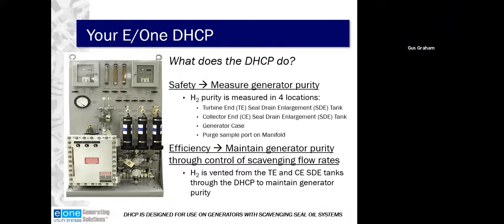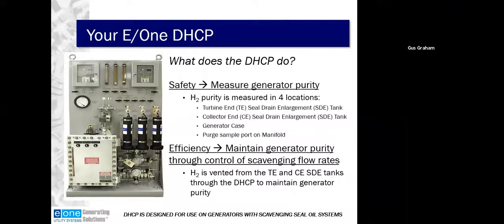The DHCP monitors hydrogen in 4 locations, 3 of them during normal operation. Those would be from the turbine end seal drain enlargement tank, from the collector end seal drain enlargement tank, and from the generator case. The DHCP can also sample gas from a purge sample port located on the manifold, and this is used when the generator purge procedure is taking place to monitor the conditions of the gas as you're transitioning from hydrogen to air.